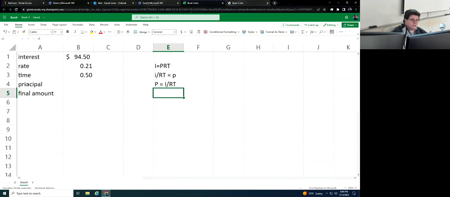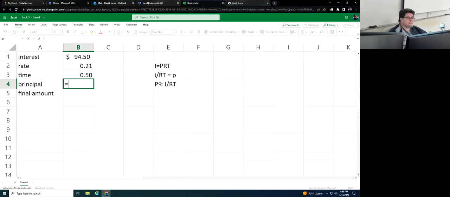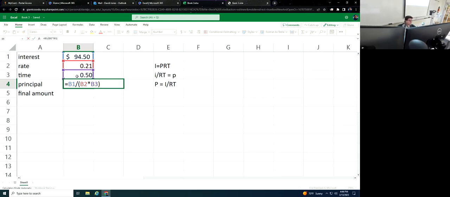What I'm trying to find here is my principal, which is my P. So in the box next to where I've labeled principal, I'm going to do everything else that's here. Equals I divided by RT. I'm going to hit the equal sign. And then I'm going to click on the cell that has interest in it. I'll hit divided by. I'm going to put parentheses so that it knows R times T go together. I'll click on the rate square, put in an asterisk for multiplication, and click on time. And then I'll end the parentheses. What I've effectively done is interest, which is B1, divided by rate times time. If I hit enter, it should give me 900. And it does.